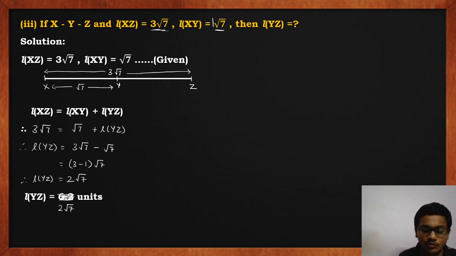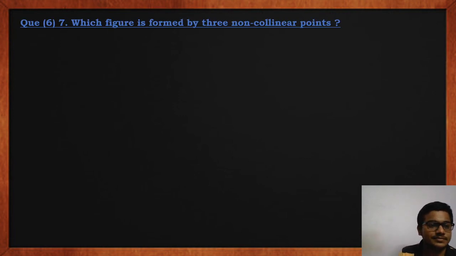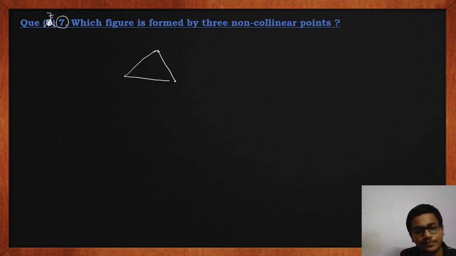Okay, now we move to the last question of this practice set. That is a simple one line question. See, question number 7. It is not the sixth one. Okay, it is question number 7 as it is written here. Do not concentrate here. So question number 7, which figure is formed by 3 non-collinear points? Now you all put 3 non-collinear points anywhere, like I have put it here. If you all join these 3 non-collinear points, which figure do you all get? You all get a triangle, yes or no?